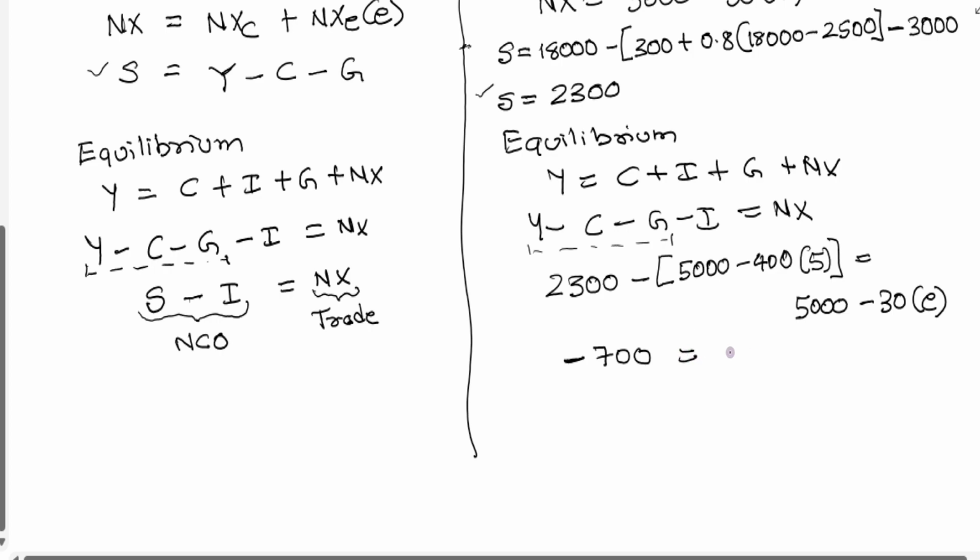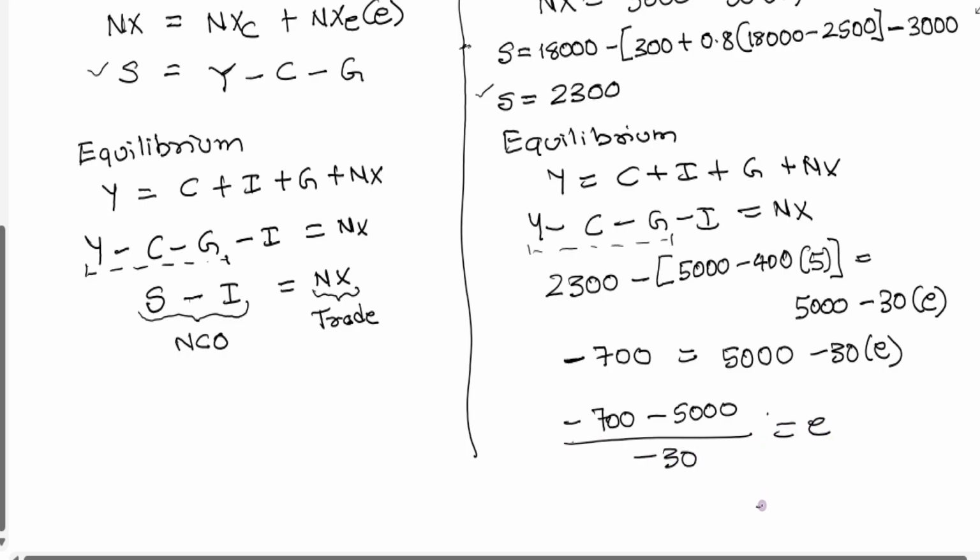That has to be equal to 5,000 minus 30 times E. So, when you solve for E, you get minus 700 minus 5,000 divided by minus 30, that is equal to E. So, E is going to equal, when you do the math, 190. So, the exchange rate, the equilibrium exchange rate, is 190.